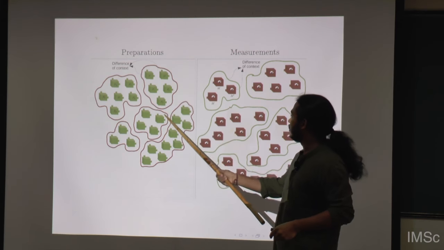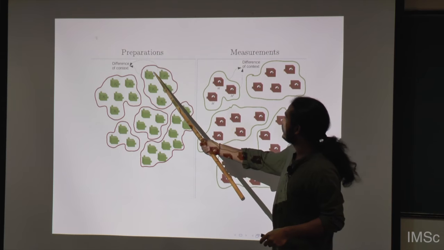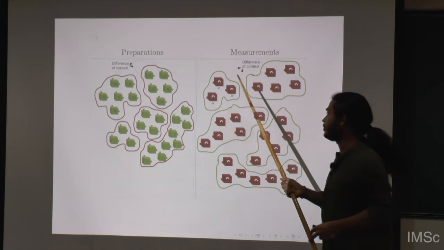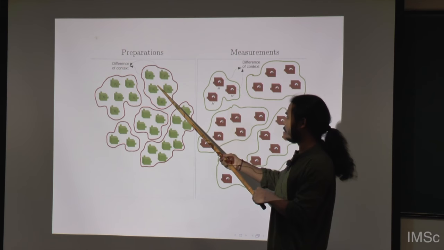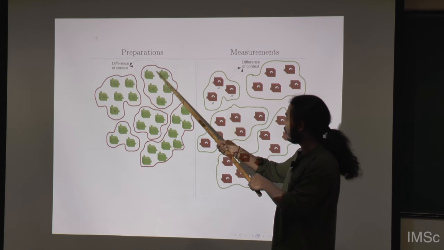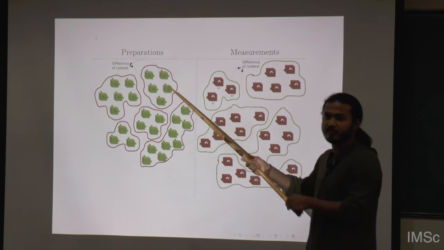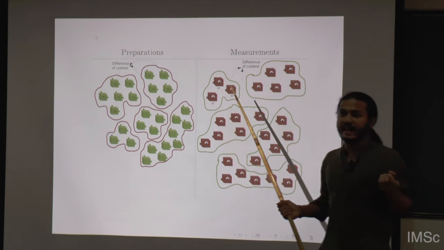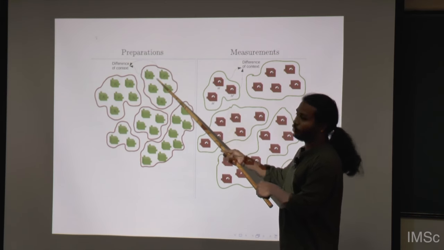Each red blob here contains preparations which are operationally equivalent. So P and P prime are operationally equivalent, and P1, P2, and P3 are operationally equivalent. All of these are operationally equivalent to each other. They give you the same predictions, and the operational theory doesn't care about whatever differences you might see between them.